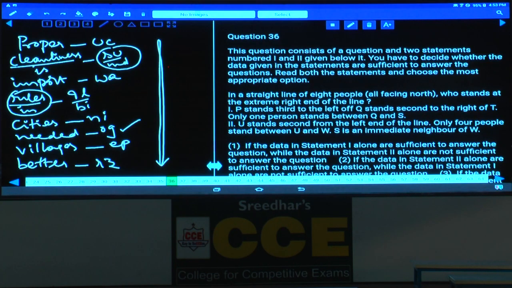Then question number 36 onwards. Now these questions are based on data sufficiency.